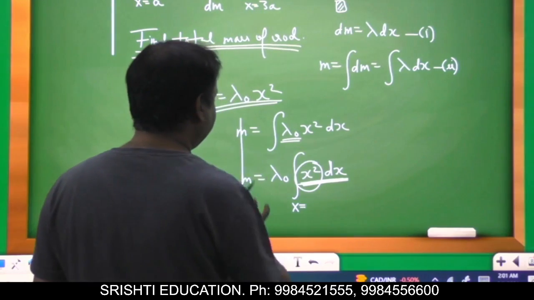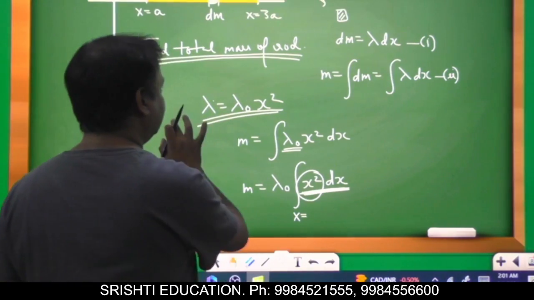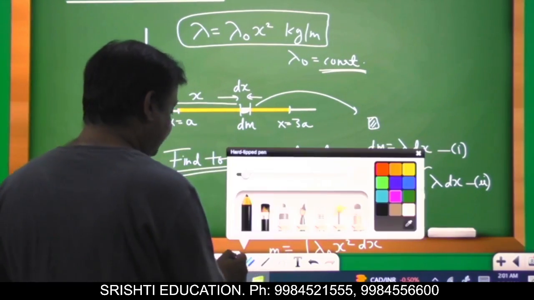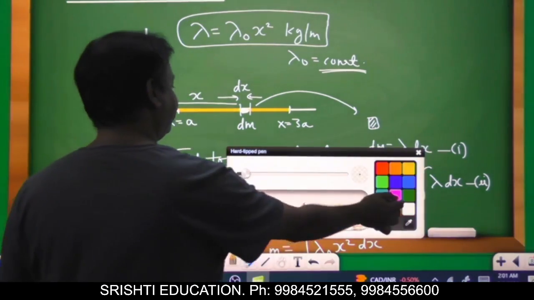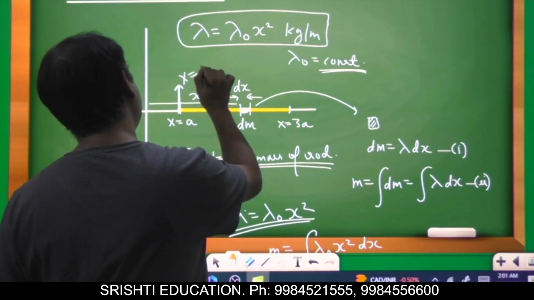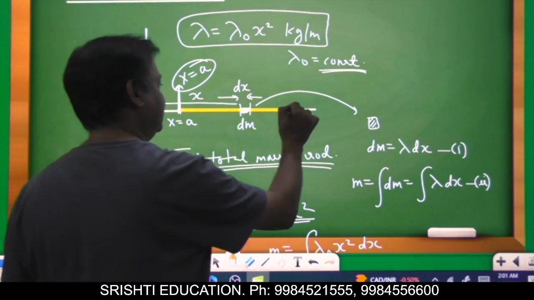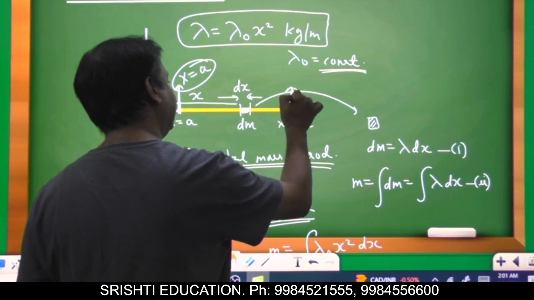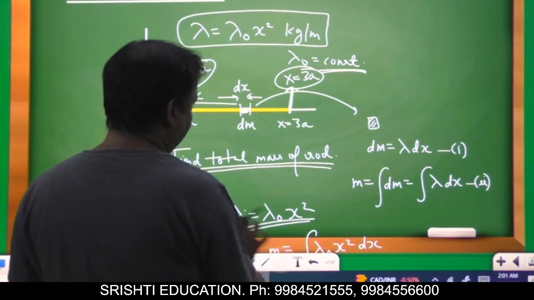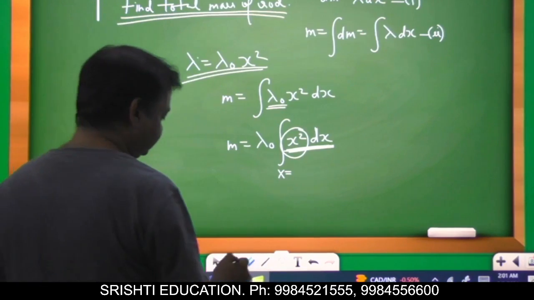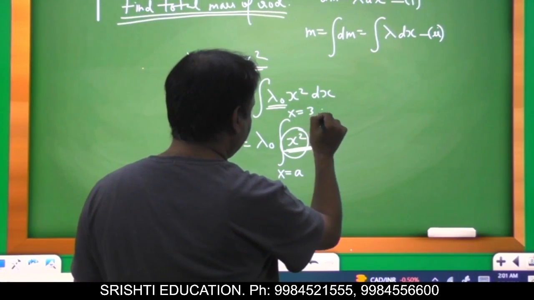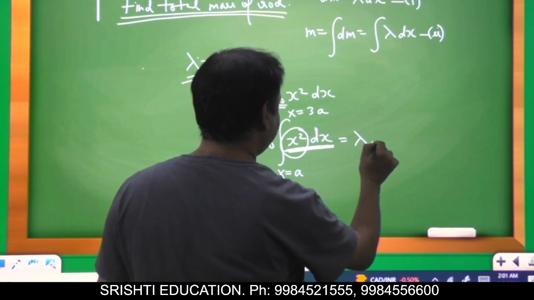So put the value of x. Now see where the rod is beginning from. If you see the figure, the rod is not beginning from the origin. The starting of the rod is at x is equal to a. So the first element of the rod will have a limit x is equal to a, and the last element where the rod is ending has a limit x is equal to 3a. So the limits of x is from a to 3a.